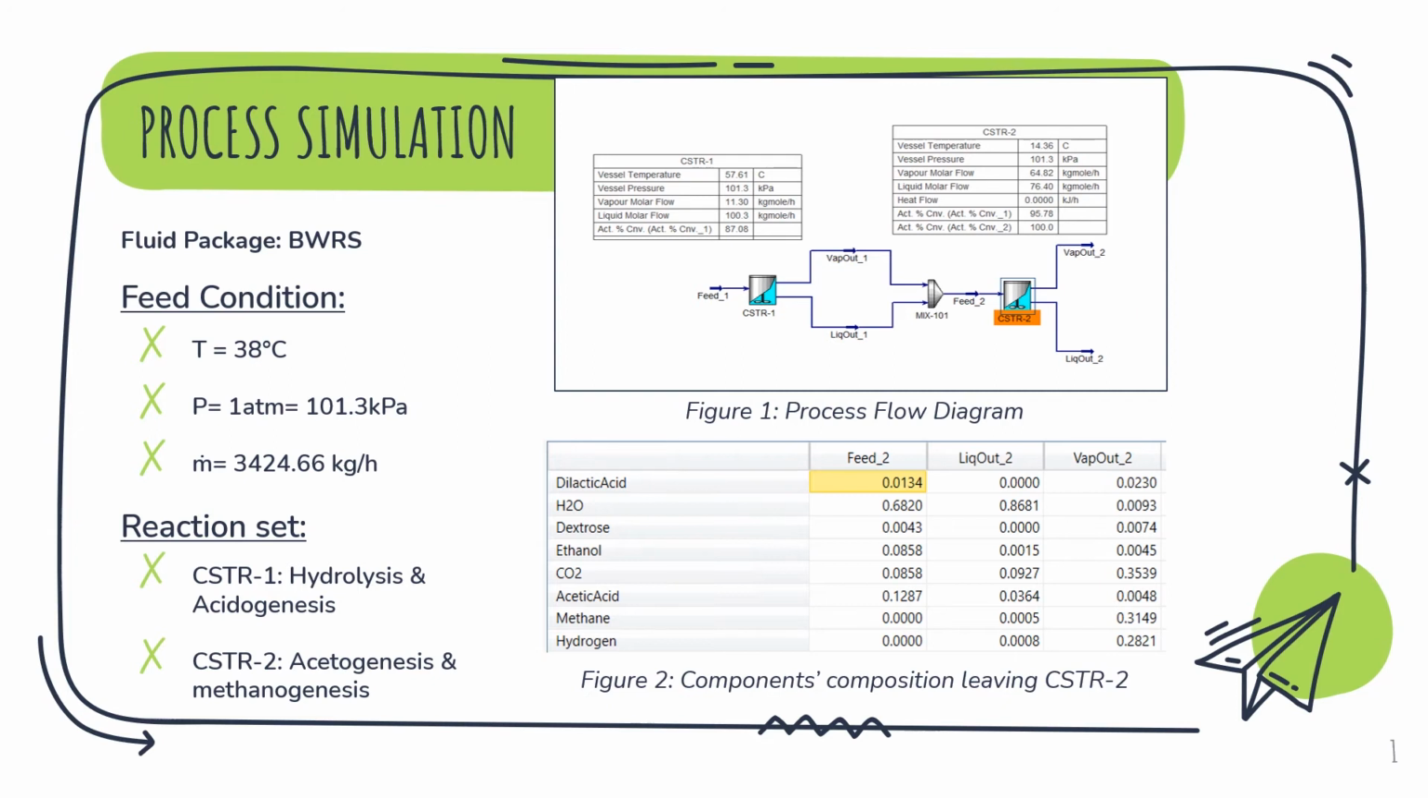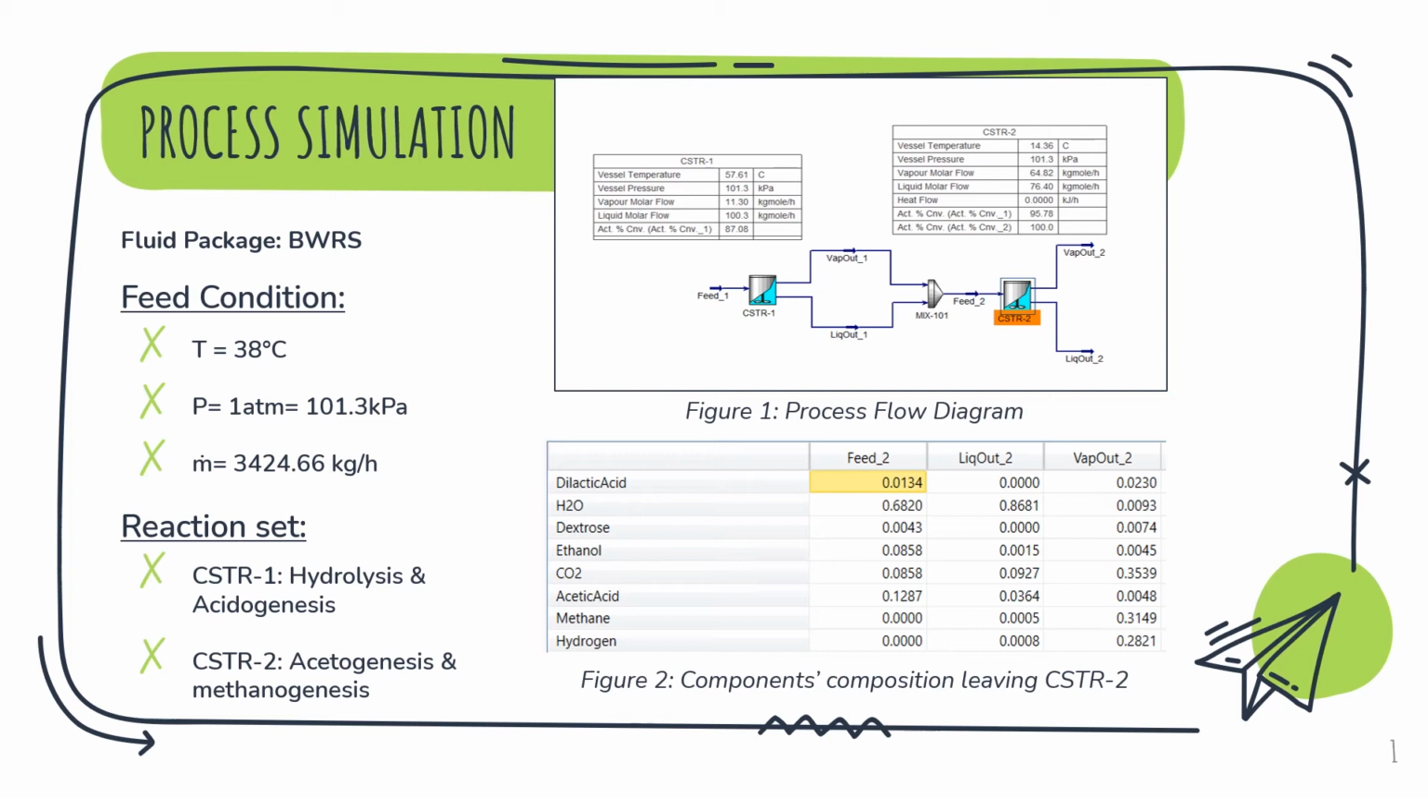So for the process simulation by using HYSYS, the fluid package used was BWRS. The feed conditions are obtained from the reaction engineering part. The feed is operating at 38 degrees Celsius with 1 atmospheric pressure. Since the reactor should be at the capacity of 30,000 tons per year, the feed is fed at 3,424.66 kg per hour into the first reactor.